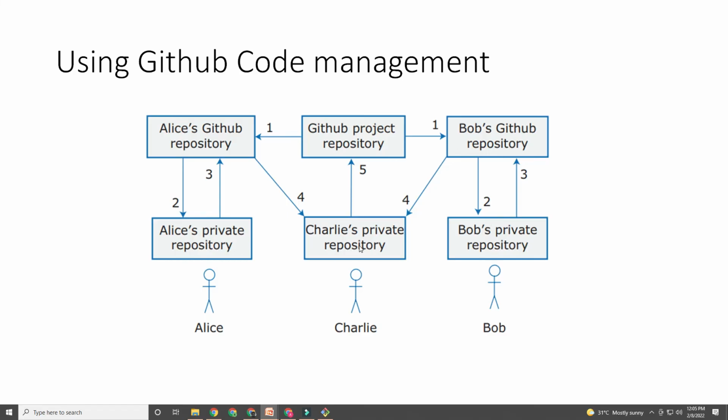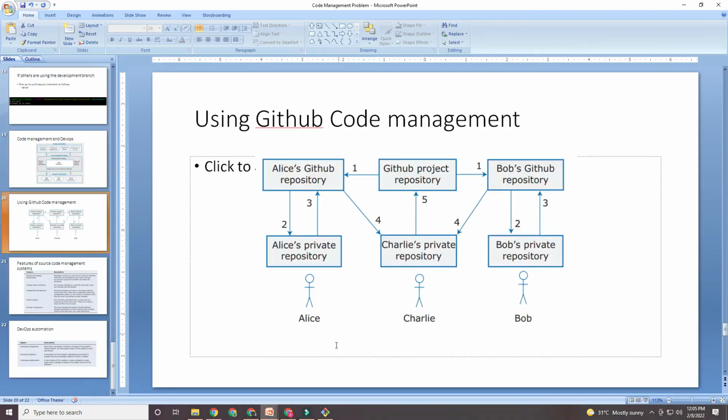Whenever this happens, he will decide which is to be published first. If there is a problem in Bob's code, Charlie will publish Alice's code in the GitHub project repository, and he will ask Bob to make changes based on the currently updated project repository. That is your GitHub code management. This is one way. Another way is that you can do it automatically. How is it done?